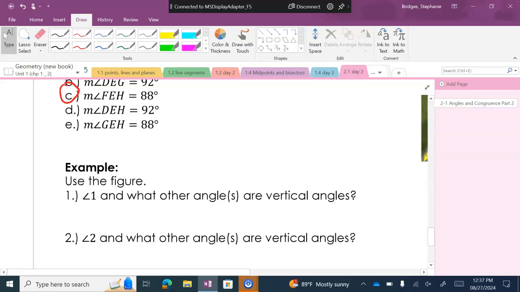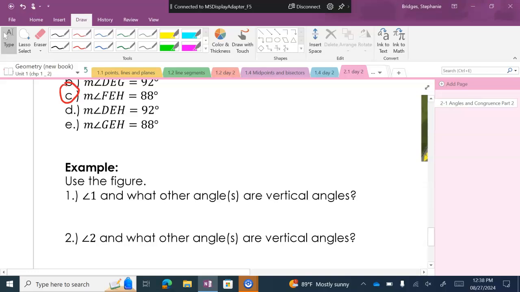Remember, vertical angles are across from each other, not next to each other. So question 1, we're answering what angle is vertical to 1. Question 2, we're answering what angle is vertical to 3. Question 3 says angle 4 is adjacent to what other angles? Answer that.